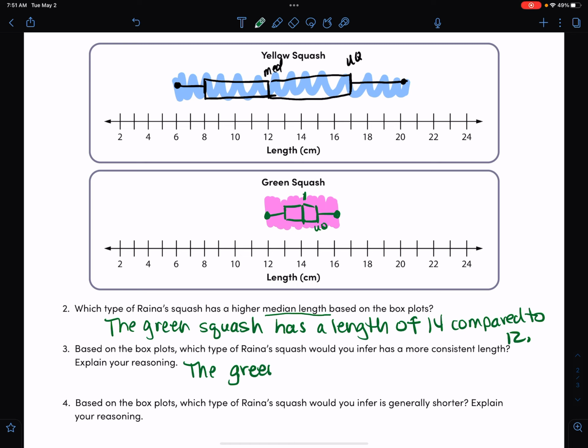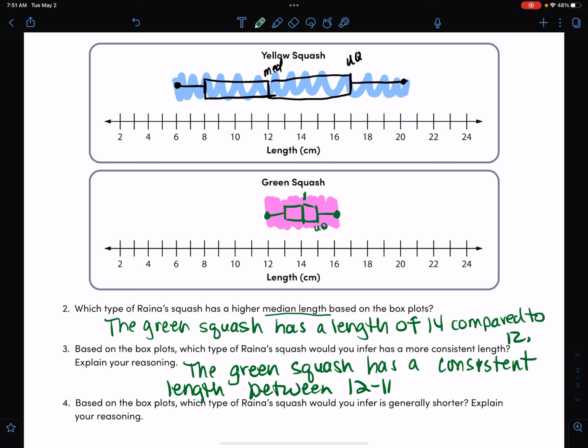The green squash has a consistent length between 12 and 16. The yellow is 6 to 20. That's a 6, not a B.